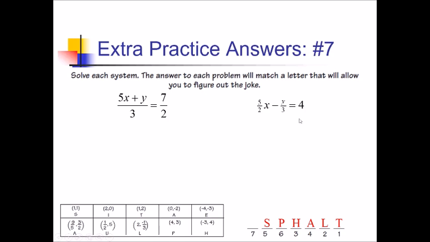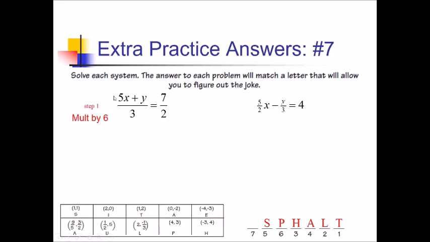I don't like messing with fractions to begin with, so I'm going to try to get out of this situation right away. One way you can do that is to multiply the whole equation by the least common multiple of the denominators, the LCD. 3 and 2 both go into 6. So I'm going to multiply this equation here by 6.